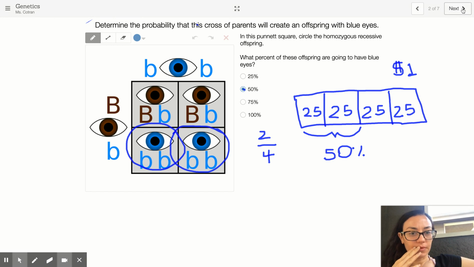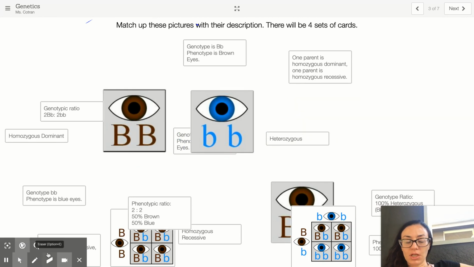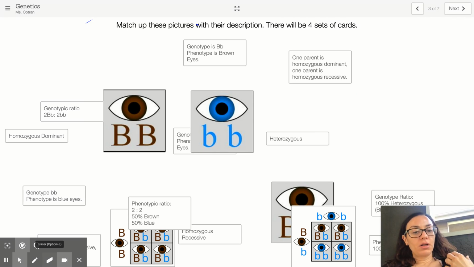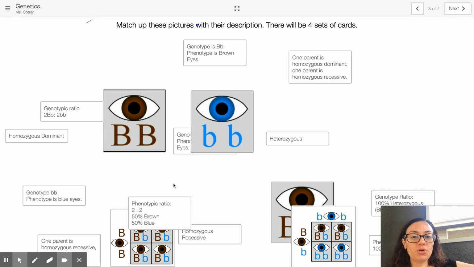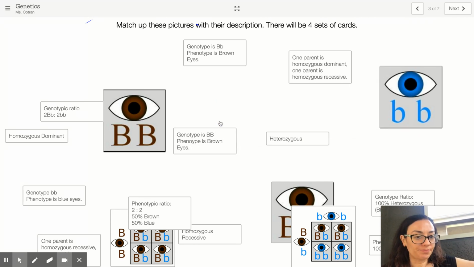Okay, let's go to the next one. So this one's a little trickier because now we're going to put all of this information together, which is the vocabulary, the Punnett squares, talking about what's dominant, what's recessive, what is homozygous. Homo means same. What is heterozygous? Heterozygous means different. So I'm just going to do one of them, and maybe you can figure out the rest. Let's take a look at the blue eyes.